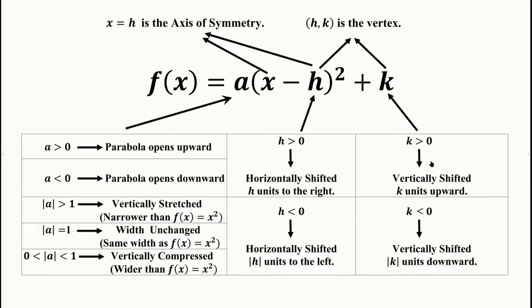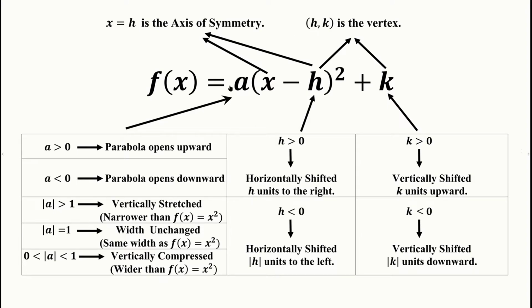If k is positive, that means the original or reference y equals x squared function has been vertically shifted k units upward. And if k is negative, then it would have been vertically shifted absolute value of k units downward. This, of course, is consistent with all the rules of transformations of functions that we have learned about already.